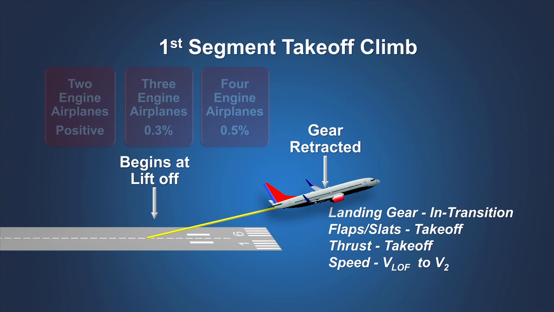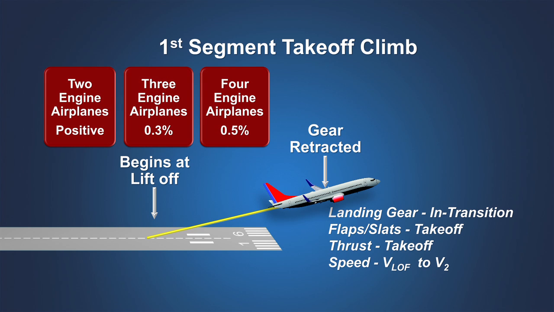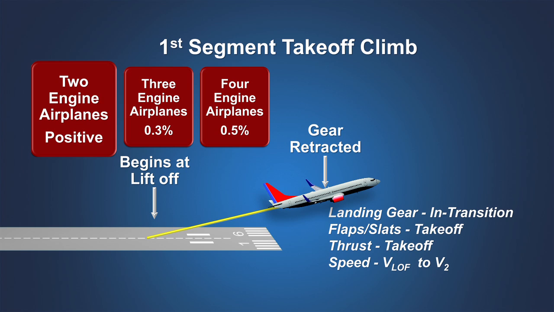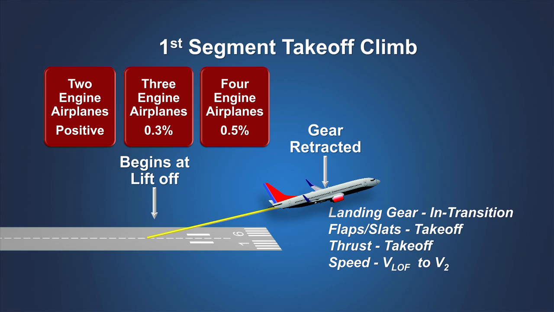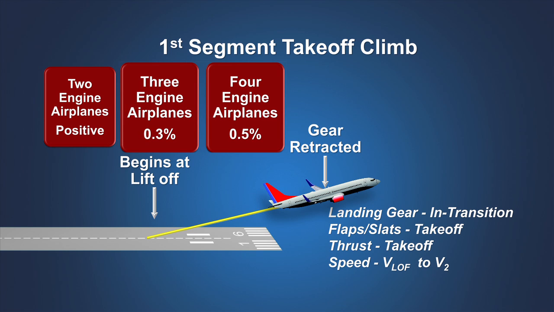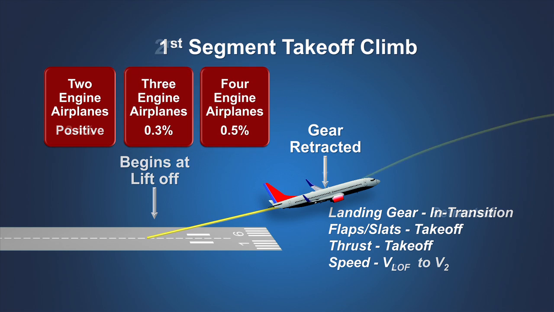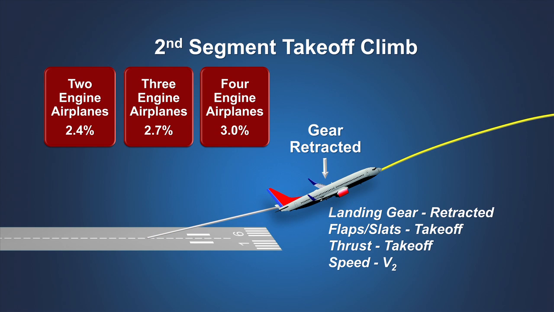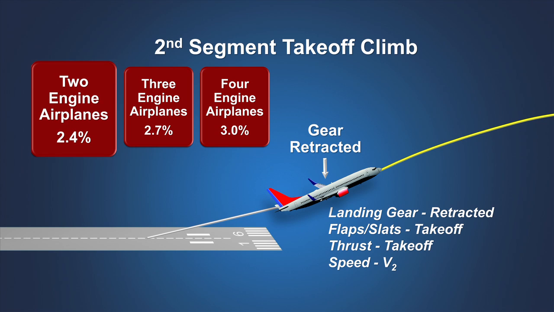During this segment, a turbine-powered airplane with 2 engines must be capable of achieving a positive climb gradient in still air with 1 engine inoperative and without the benefit of ground effect. Additional climb performance is required for airplanes with more than 2 engines. The second segment begins once the landing gear is fully retracted. The airplane must once again demonstrate a minimum climb gradient in still air with 1 engine inoperative. For a turbine-powered airplane with 2 engines, that minimum climb gradient is 2.4%, which is determined at the point where the landing gear is fully retracted.